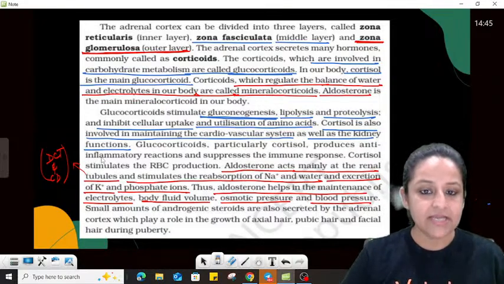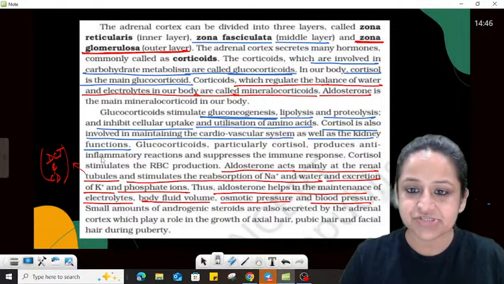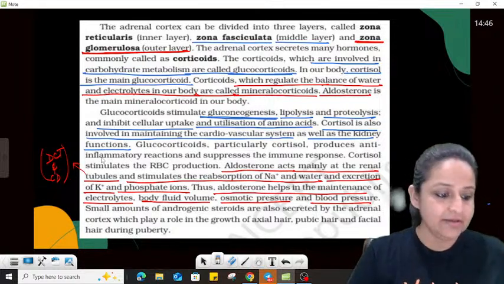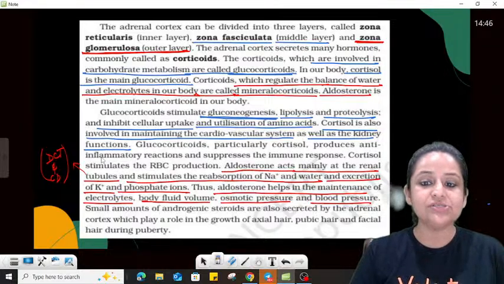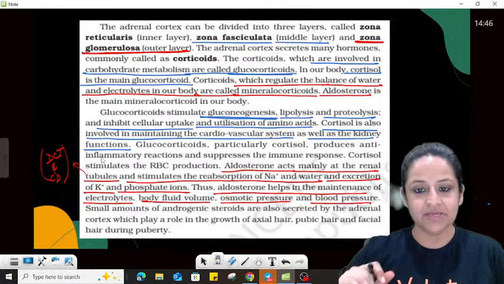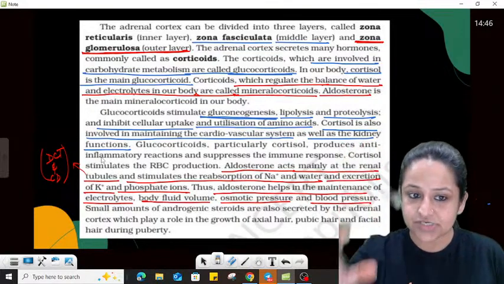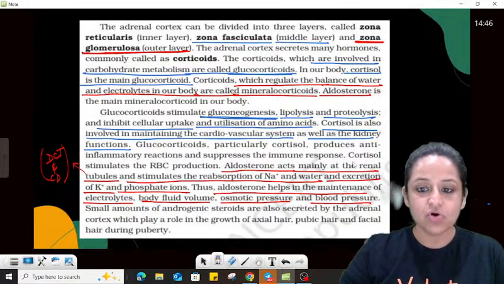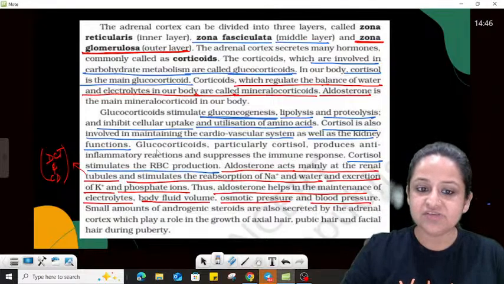It is also involved in the heart system, cardiovascular system, and kidney functioning. Indirectly they are related. And cortisol also suppresses the immune system. It acts as an anti-inflammatory and produces anti-inflammatory reactions. It suppresses the immune system. Cortisol also stimulates RBC production. So these are all the functions.